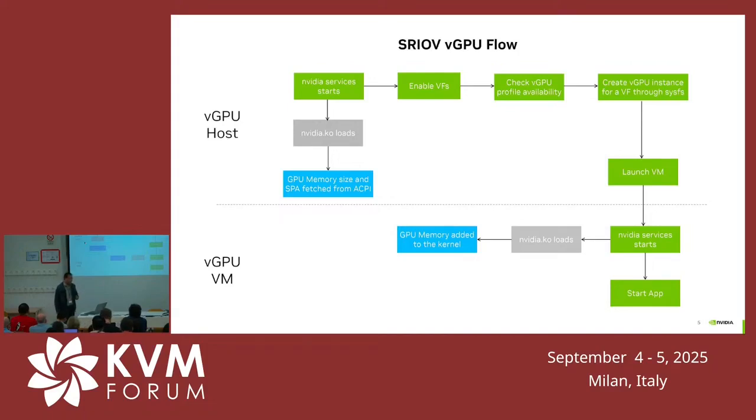After launching, the VM boots up, and within the VM the NVIDIA services start, and again the same thing happens in the sense that NVIDIA.ko loads, and this time it adds the GPU memory within the VM to the kernel, right? And once that is done, the setup is all done, and then you can start the apps.